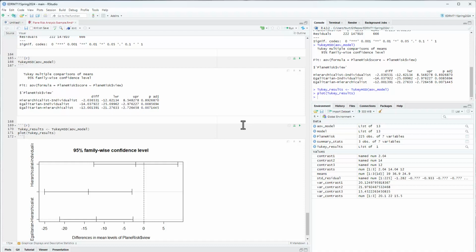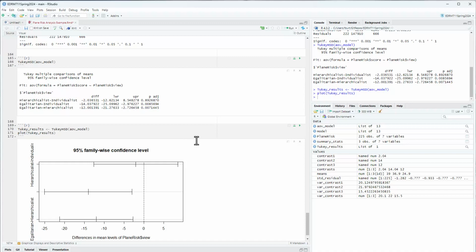Now that's a pretty wide interval, but it does tell you that the individualist has a higher perception of risk than the egalitarian does. It might be as low as, in the population, remember we're talking about inferences now, it might be as low outside of this study as 3 points, but it could be as high as 25 points. Similarly, hierarchicalist minus egalitarian, 12-point difference, it could be as low as 3 points, could be as high as 21 points. So that's how you get Tukey intervals.